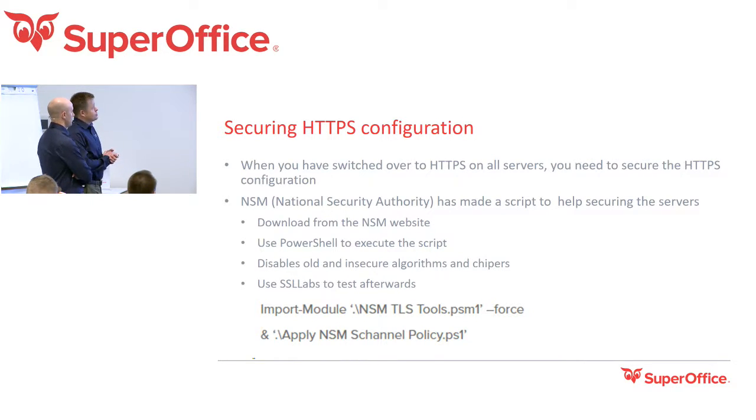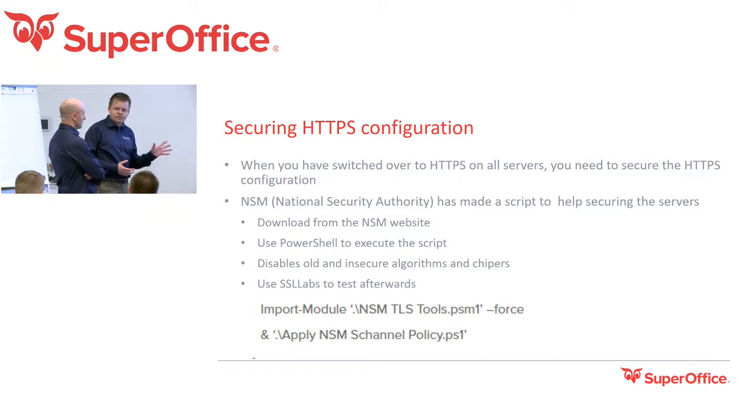Now it's time to set up HTTPS on all servers, and then we need to secure the HTTPS configuration. And here's the script that you can download from the NSM website. In our documentation, we have links directly to those scripts, and you download them and import them in PowerShell with the command that's shown there. That will make changes in the Windows registry. But the nice thing about this script is that it also takes a backup of the Windows registry. So if something fails, you can always import the backup back. And it's thoroughly tested, so it works. It's a proven script.